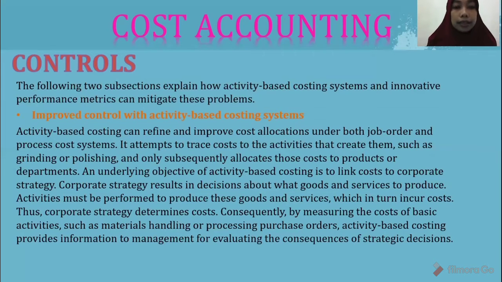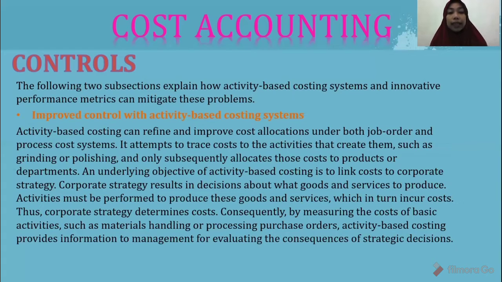Activity-based costing can refine and improve cost allocation under both job order and process cost systems. It attempts to trace costs to the activities that create them, such as grading or policing, and only subsequently allocates those costs to products or departments. An underlying objective of activity-based costing is to link cost to corporate strategy.